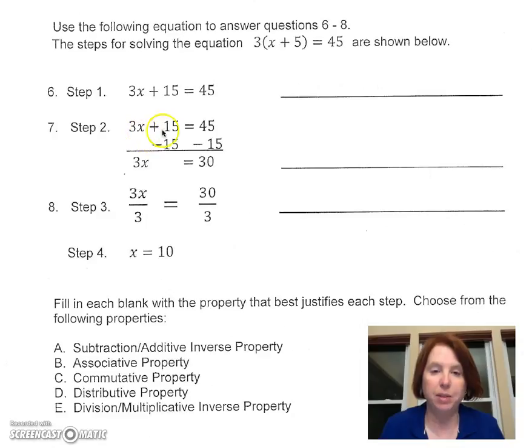We have 3x plus 15 equals 45, and then this line we subtract 15 from each side, and then we end up with 3x equals 30. Again, which property is this? A, subtraction additive inverse property. B, associative property. C, commutative property. D, distributive property. Or E, division multiplicative inverse property.